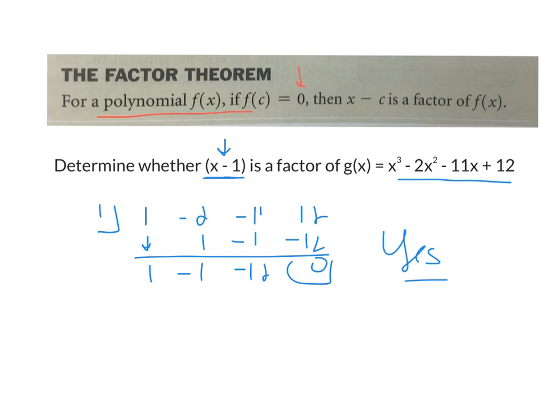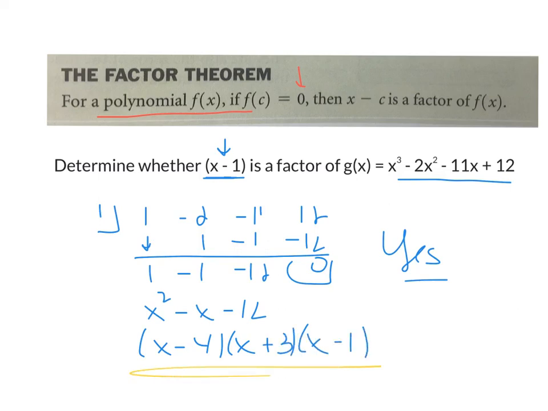Now the cool thing is, if I wanted to, I could take what's left over, which is 1x squared minus x minus 12, and factor that like we always do. And don't forget your x minus 1. So what I just did, those 3 right there, are all the factors of that. Just by knowing one of the factors, I can find the others. But yes, it is a factor.